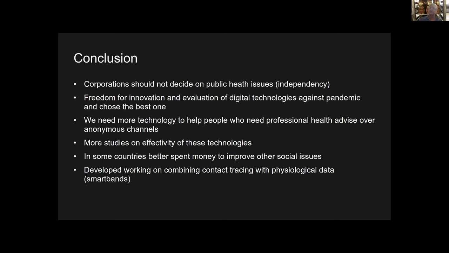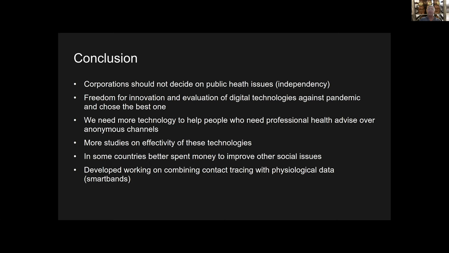There must be freedom for innovation and evaluation of these digital technologies. We need diversity and take the best one. We also need more technology to help people and let them through a platform. Camilo showed in a very short slide that it is much more important to have a health advisor that can anonymously talk to people who are insecure about whether they are sick or not. More studies on the effectiveness of these technologies should be done.